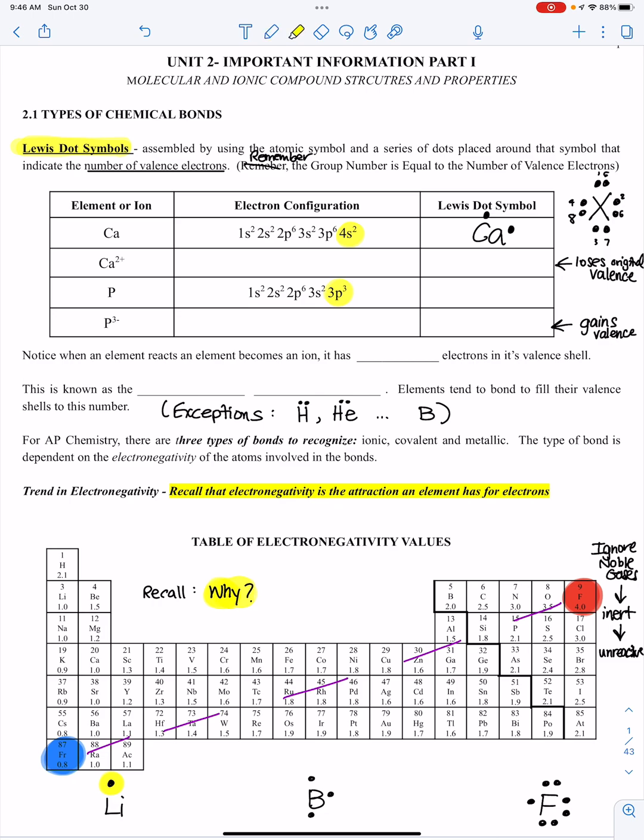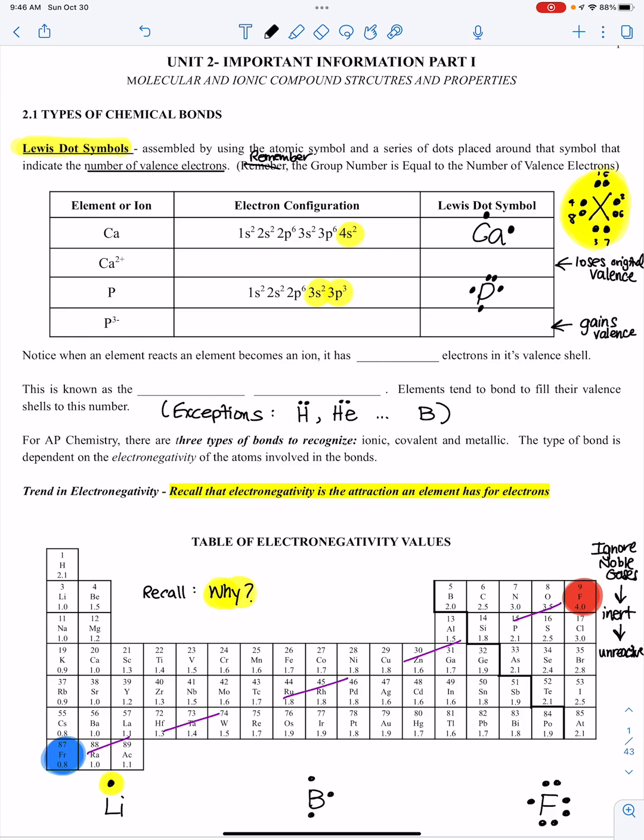I have a nice little diagram over here on the side to show that at most we're going to see that elements will have 8 valence electrons for bonding and no more really. I'm going to skip down to phosphorus. Phosphorus is in group 5. So group 5 will have 5 valence electrons. So P, 1, 2, 3, 4, 5.